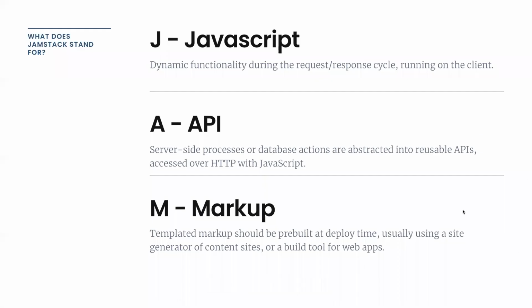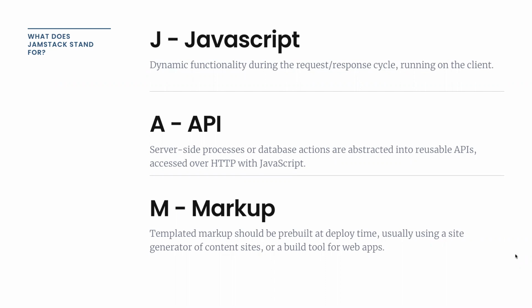So first, what do these letters stand for? Let's go into that one more time. Maybe it's repetitive for some, but maybe it's new for some folks. J represents JavaScript. Even though you're going to be building a static site when you're doing Jamstack, you still need to have your dynamic functionality, and JavaScript will take care of that. API is your server-side processes and database actions abstracted into APIs, and you're accessing them via HTTP with JavaScript. So the API is the piece where you're going to be getting your data from. Either it's a headless CMS or it's some service that you're interacting with. That's your API.